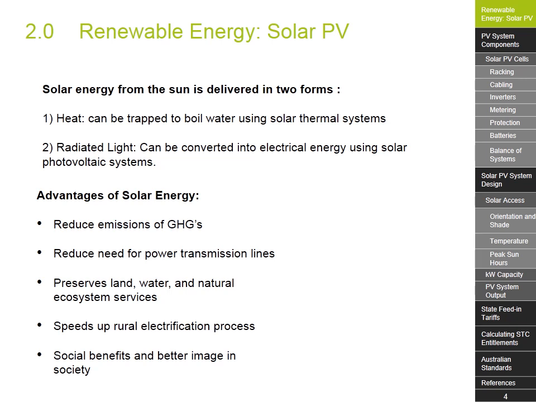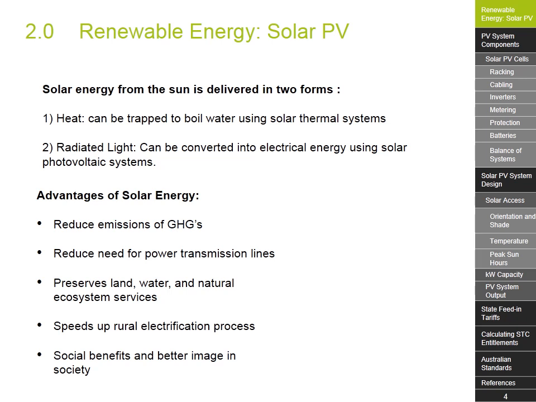The advantages of harnessing solar energy are that it reduces emissions of greenhouse gases by supplementing traditional fossil fuel energies, reduces the need for power transmission lines as it can be produced off-grid, and preserves land, water, and natural ecosystem services in two ways: because there is no large-scale extractive process, like mining, needed to accumulate the resource, and because unlike fossil fuels, it doesn't produce smoke, gas, and chemical byproducts, protecting the surrounding environment from pollution.